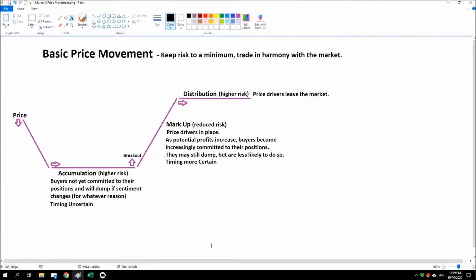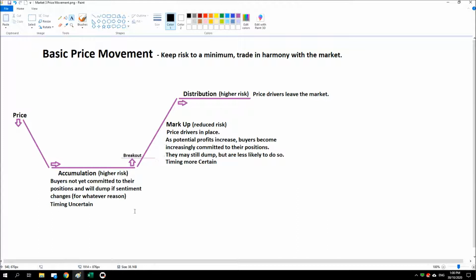In the most basic form of all, you'll see an accumulation take place, usually after price has drifted lower to an extent where value is seen at this lower price. But during an accumulation phase, risk is slightly higher, or it's certainly higher than it would be at a later date. This is because buyers are not yet committed to their positions and will dump those positions if sentiment changes for whatever reason.